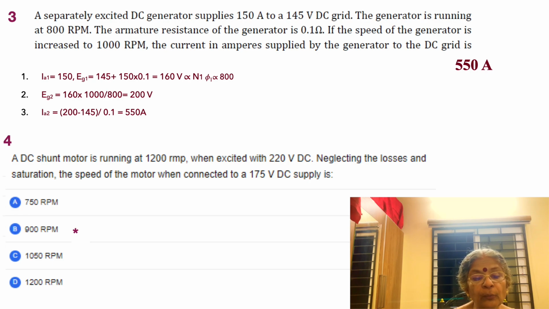The question is the speed of the motor when connected to 175 volt DC. So you change the power source to another source which has only 175 volt. Because the voltage has decreased, the speed definitely decreases. So 1050 is ruled out, 1200 is ruled out, and between 750 and 900 the reduction is so small that the speed can't go down as much as 750 rpm. You can always calculate 1200 divided by 220 multiplied by 175, which comes to around 940 or something like that. But you can choose in this case, because you are having some losses.